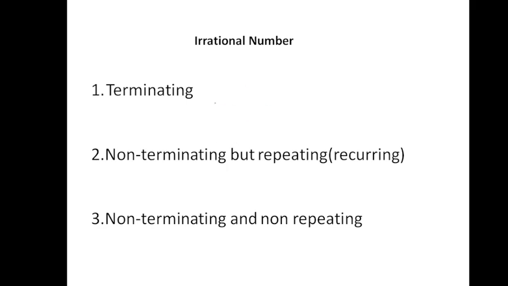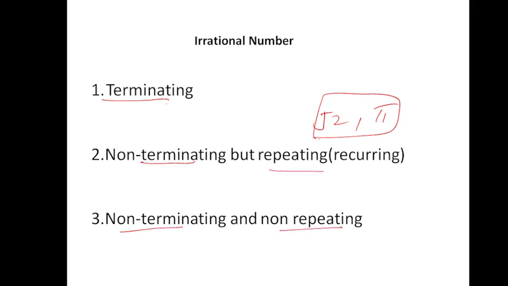It is an irrational number. I discussed in the previous slide what an irrational number is. Something like under root 2, pi. These are examples of irrational numbers. So there are 3 types: terminating, non-terminating but repeating, and non-terminating and non-repeating. Okay, terminating.